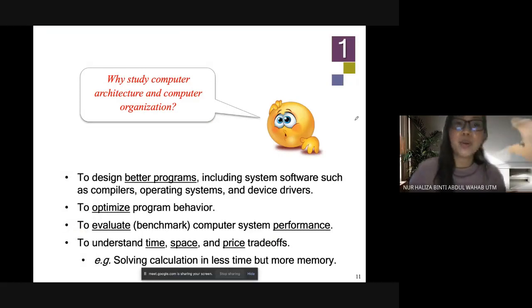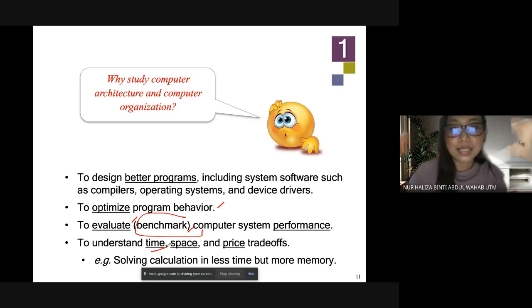Next is to optimize program behavior and then to evaluate the benchmark of your computer system performance. So you know the capacity of your computer. Let's say you have 8 gig of memory. So you don't want to run a system that needs more than that. You ask, why can't this computer run this? You know already your benchmark but you want to try. So you need to know all your computer performance and benchmarks so you can evaluate and know what programs you can run and so on.